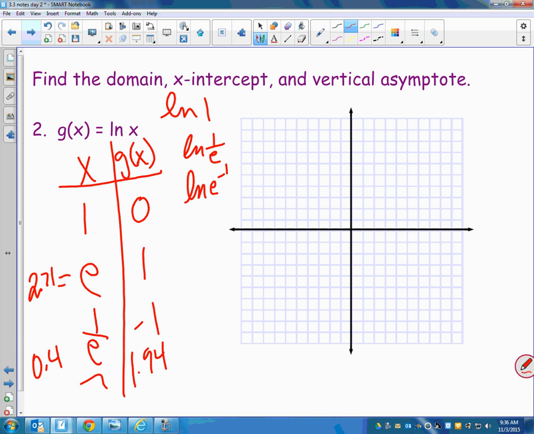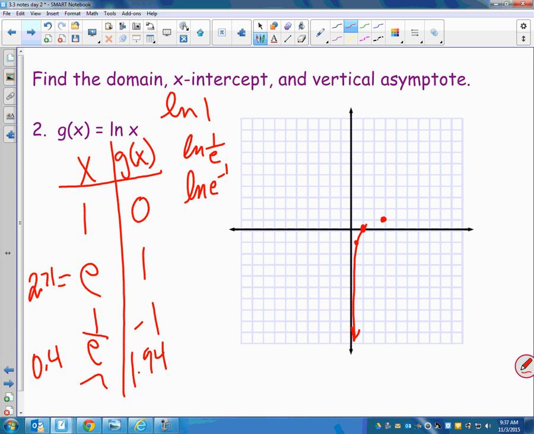If I graph this, 1, 0, at e, which is like 2.71, it's going to go up to 1. At 0.4, I'm going to get that -1, right? I get that same shape, and that's what I'm really looking for on graphs, just like with exponential graphs. I'm looking that you know the asymptote, so I'm looking that you know there's a vertical asymptote, that you're never going to get to 0. And I'm looking that you know that this side goes up pretty slow.